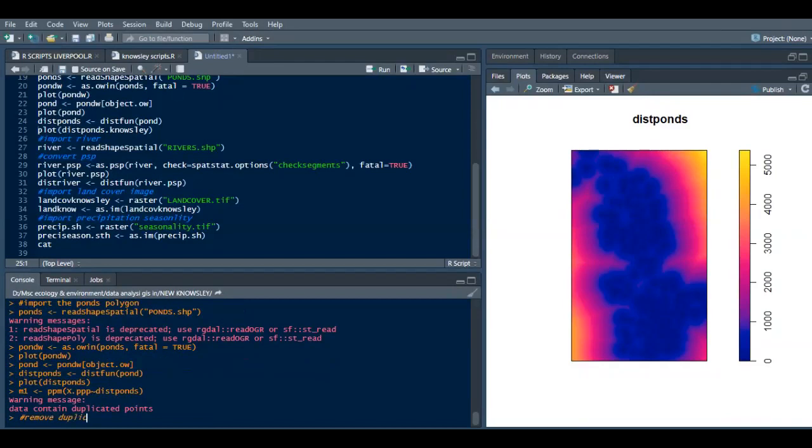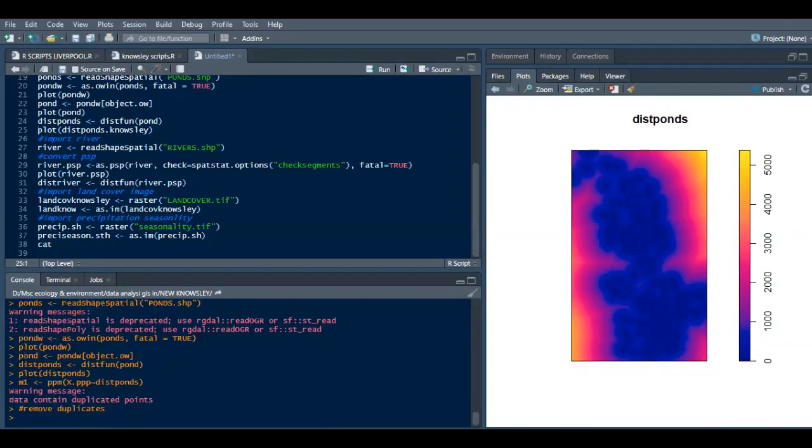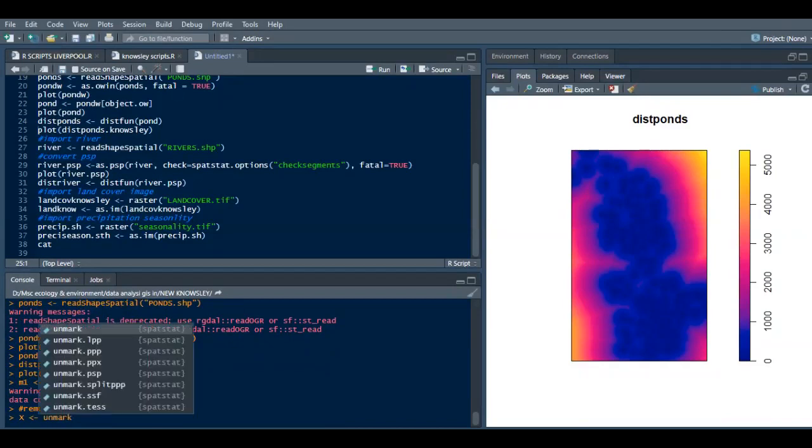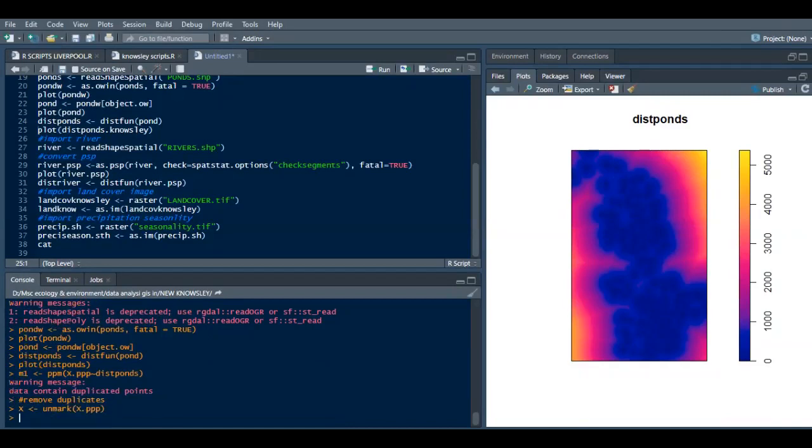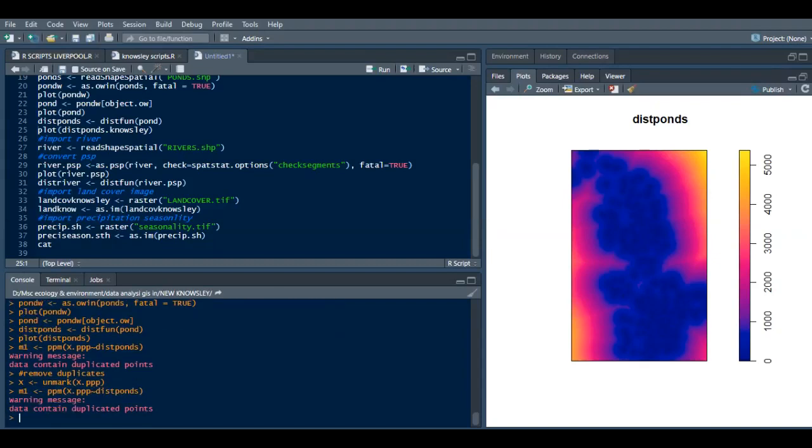Remove duplicates. What I'm going to do is give it an X, give it an X, and then I will say animal into X. So when we rerun our model, there is no such error.